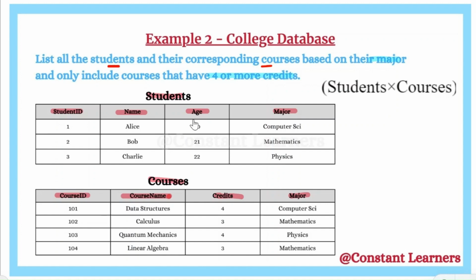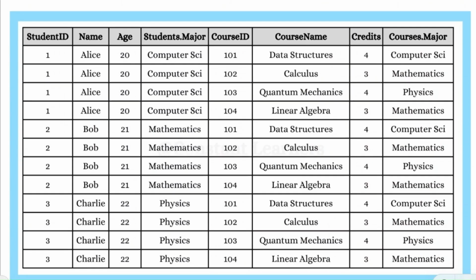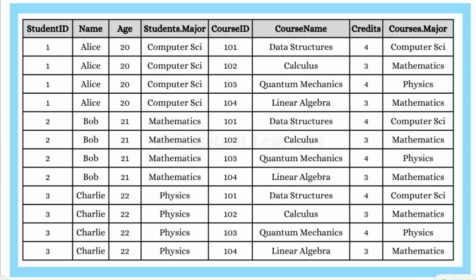The first thing that we will do is take the cross product or Cartesian product of both of these relations. So we are going to take students cross courses. When we take students cross courses, what will be the total number of columns in the output table? It will be 1, 2, 3, 4, 5, 6, 7, 8. So there will be a total of 8 columns in the output. And total tuples will be 3 times 4, that is 12. So output will have 8 columns and 12 rows. Right? Now, this is the output of the cross product of students and the courses table.